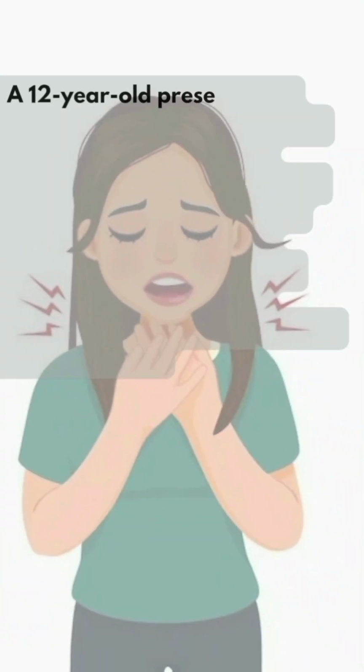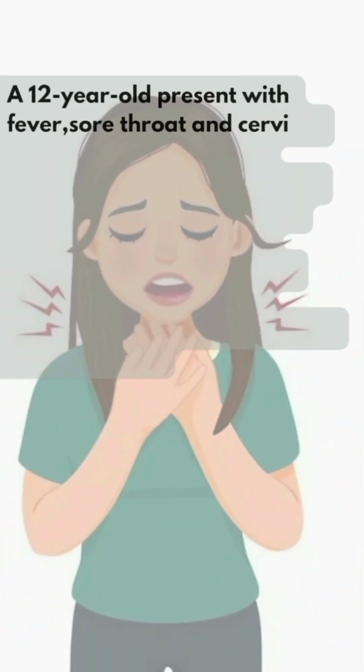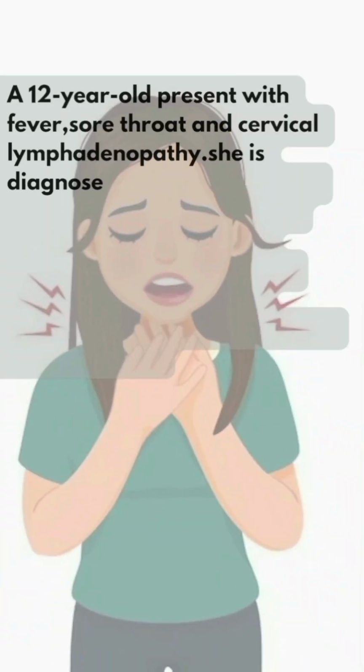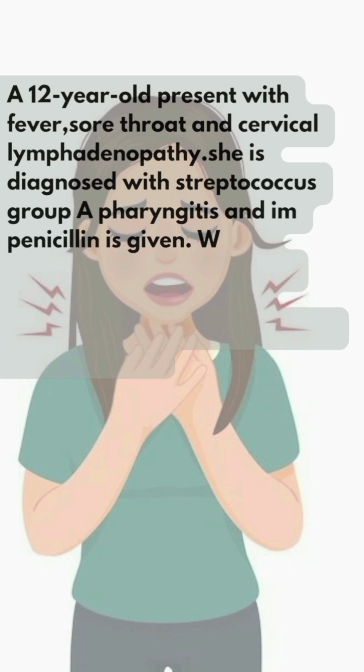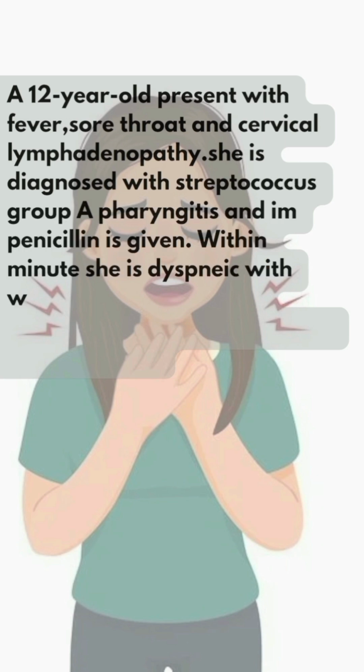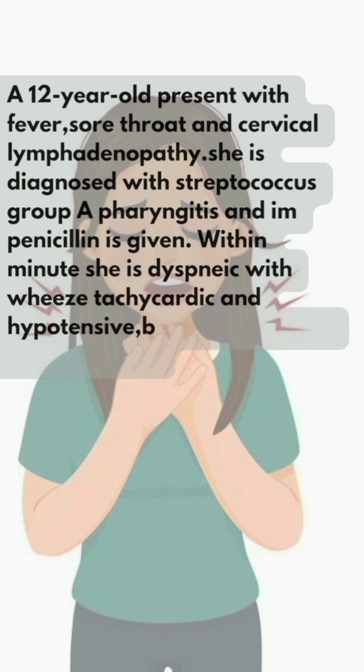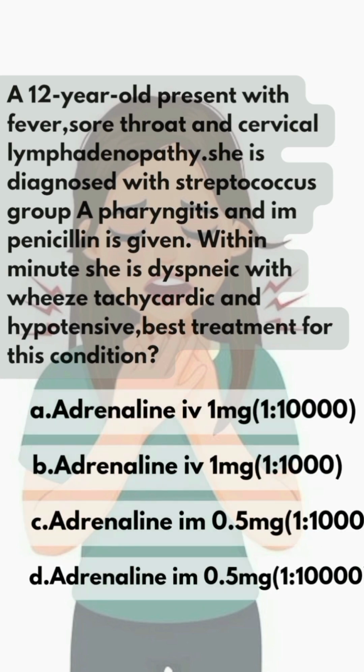Let's discuss some questions. A 12-year-old presents with fever, sore throat and cervical lymphadenopathy. She is diagnosed with streptococcal group A pharyngitis and IM penicillin is given. Within a minute, she is displaying wheeze, tachycardia and hypotension. The best treatment for this condition is: adrenaline, IM 0.5 mg, 1:1000.